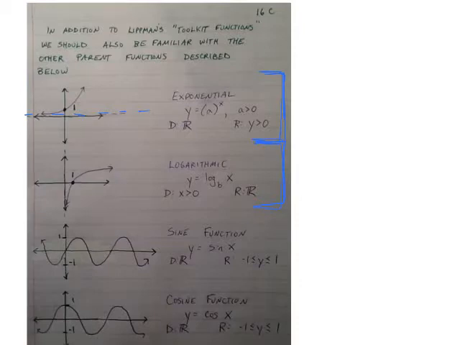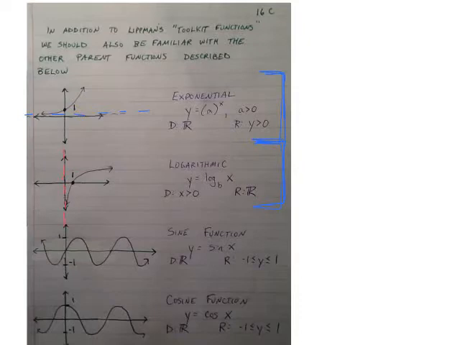The logarithmic function is the inverse of the exponential. What we have here is a vertical asymptote at 0, giving us a domain of x is greater than 0 and a range of all real numbers. Similarly, we cross the x-axis at 1.